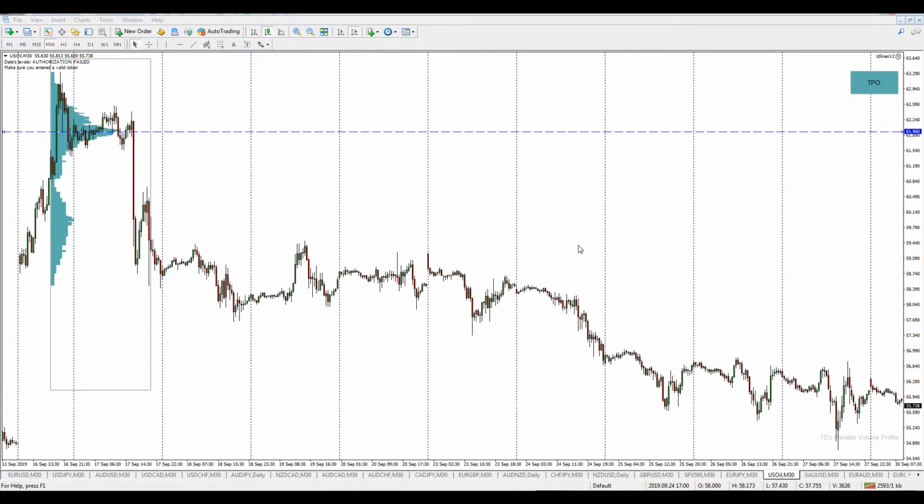Let's now go into the trading ideas. The first trading idea is on the USOIL. This is a 30-minute chart. It is an intraday trading idea.